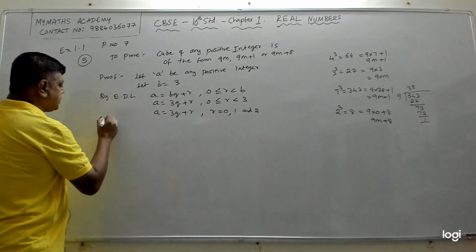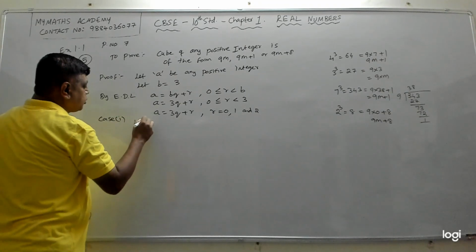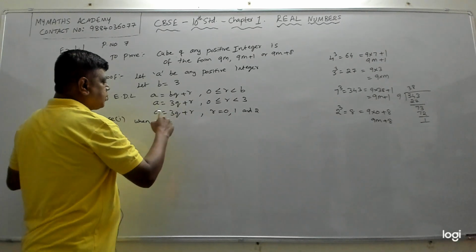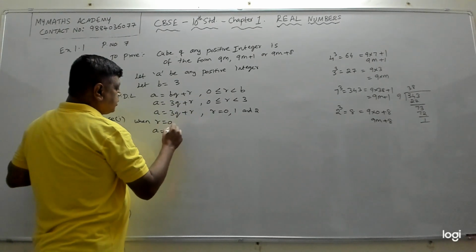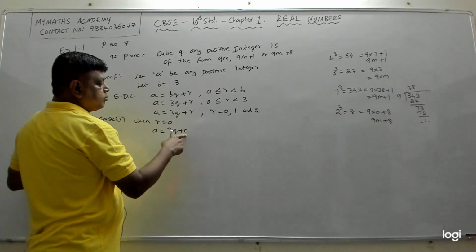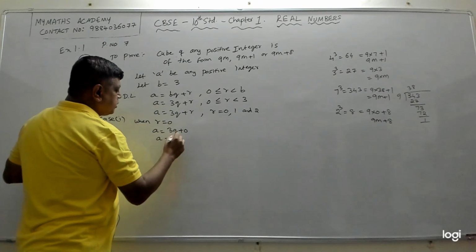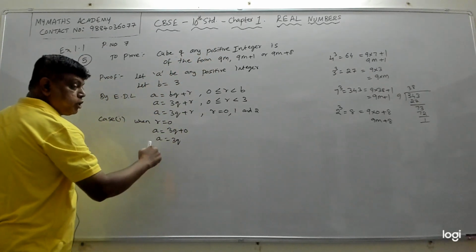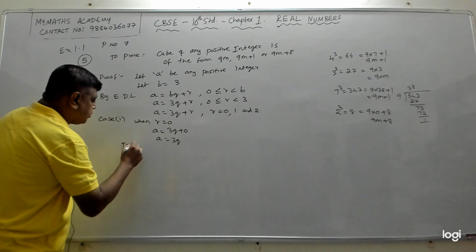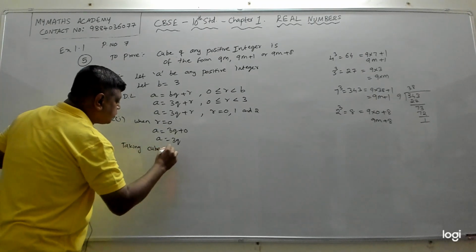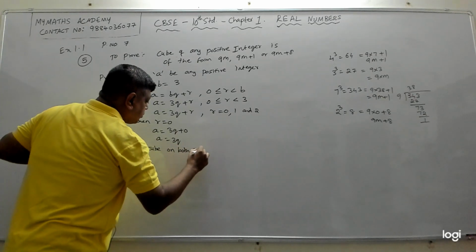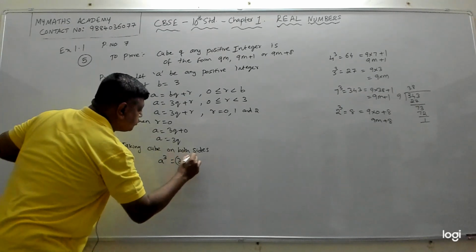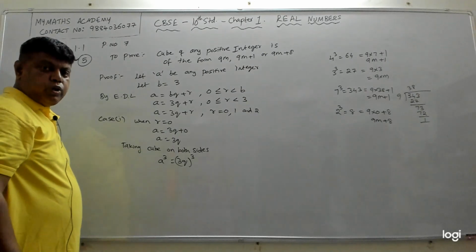So case 1 is when r is equal to 0. What happens to this expression? I'm substituting r as 0 here. Then a becomes 3q. Now what we have to prove? We have to prove the cube of any positive integer. So we have to take cube on both sides. If we take cube on both sides, a cube is equal to 3q the whole cube.